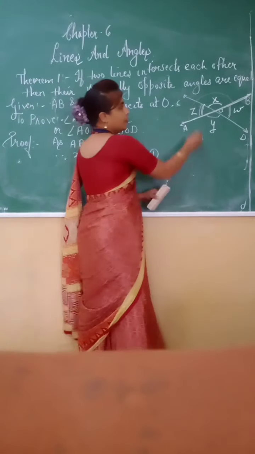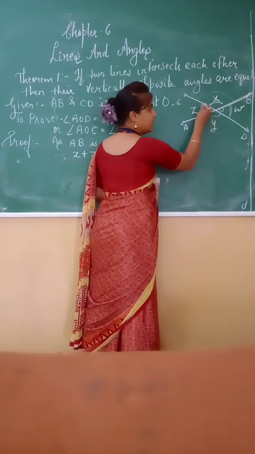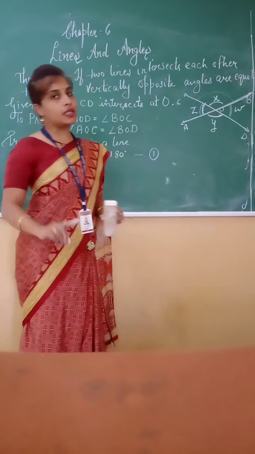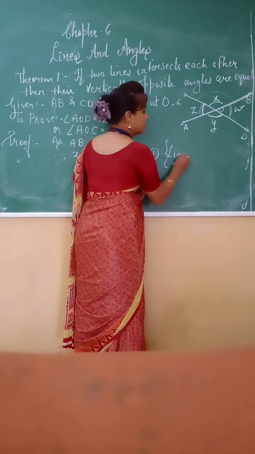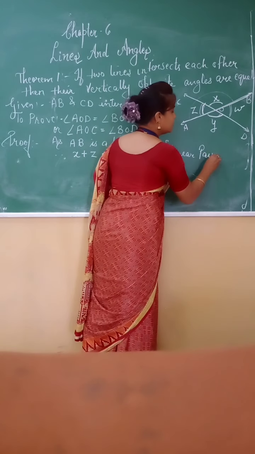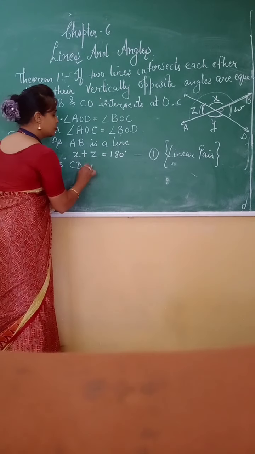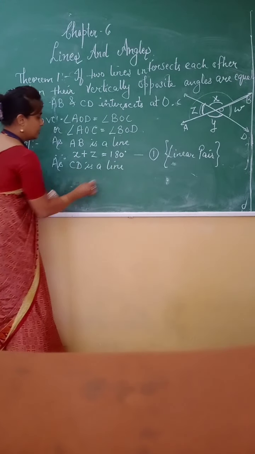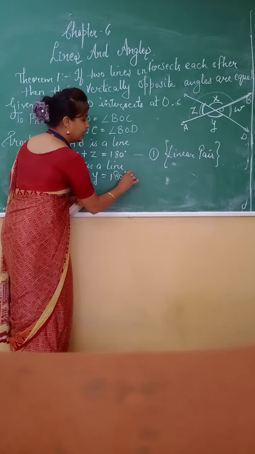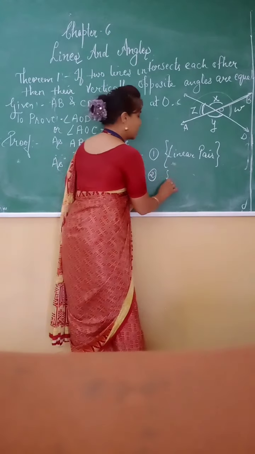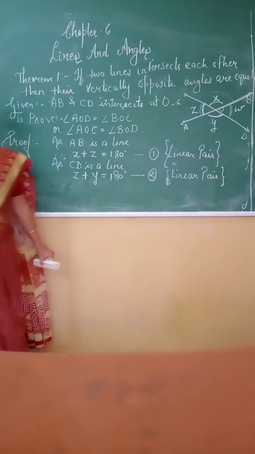In the same way, we again have CD as a straight line. If CD is a straight line, then angle Z plus angle Y, the sum of these two, will also be equal to 180 degrees. Why these two? Because it forms the linear pair. As CD is a straight line, therefore angle Z plus angle Y is also equal to 180 degrees. Let us consider this one as equation number 2. It is also equal because it forms the linear pair.